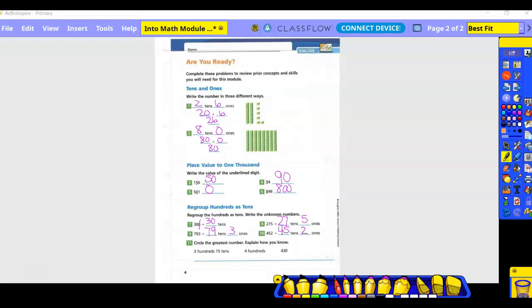Okay, circle the greatest number. Explain how you know. So 315 tens. So if I had 315 tens, what is that going to equal? 315. Wait.